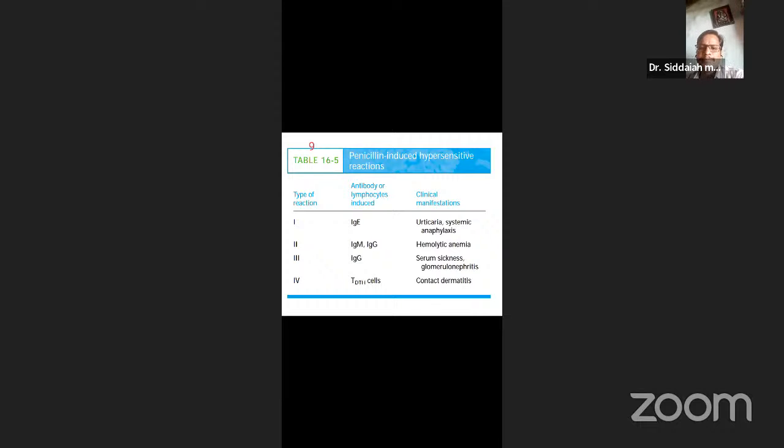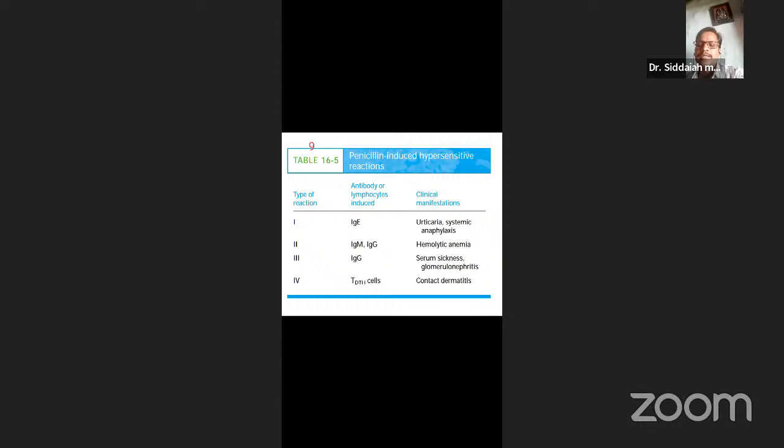And penicillin also has the capacity to induce the fourth type of hypersensitivity reaction by activating the T helper cells, and that is a very important hypersensitivity reaction. Also, we can call it the delayed type of hypersensitivity reaction. Or sometimes we can say the first type is the immediate type of hypersensitivity, that is anaphylaxis. Immediate type of hypersensitivity reaction.